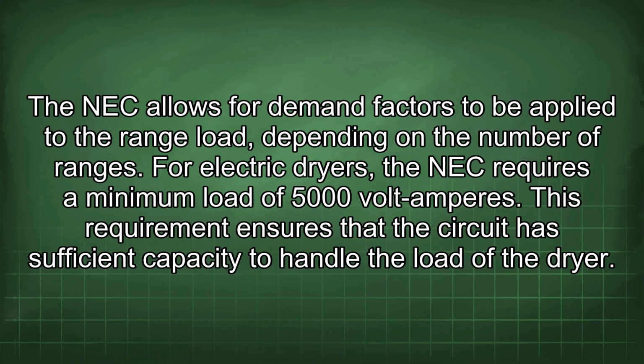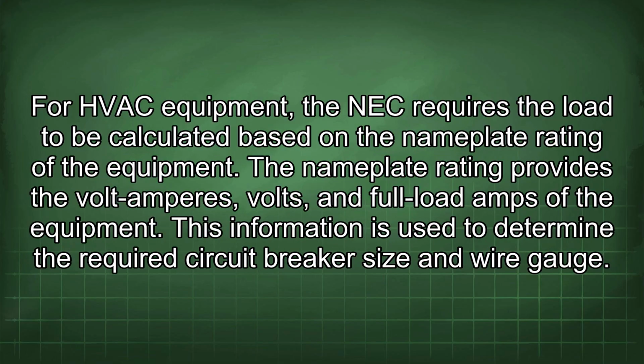For electric dryers, the NEC requires a minimum load of 5000 volt-amperes. This requirement ensures that the circuit has sufficient capacity to handle the load of the dryer. For HVAC equipment, the NEC requires the load to be calculated based on the nameplate rating of the equipment. The nameplate rating provides the volt-amperes, volts, and full load amps of the equipment. This information is used to determine the required circuit breaker size and wire gauge.